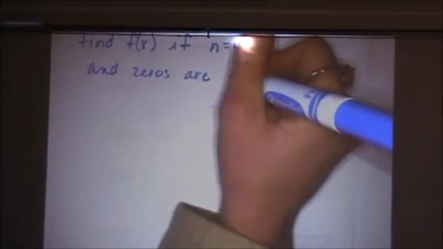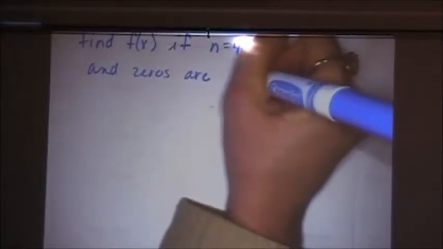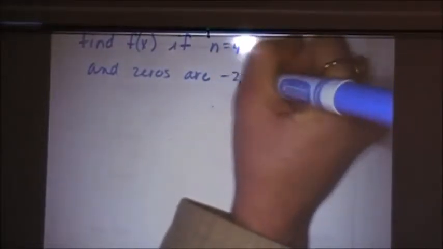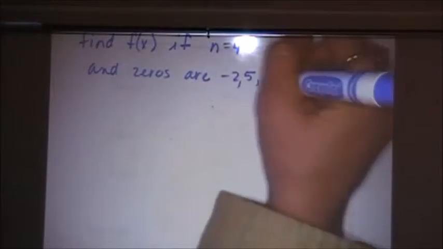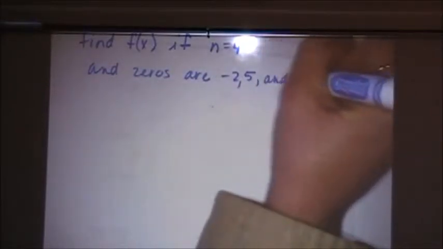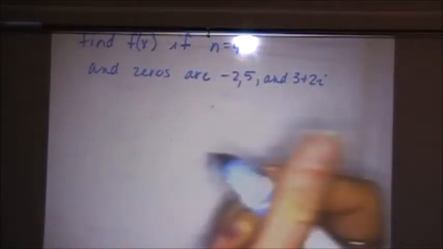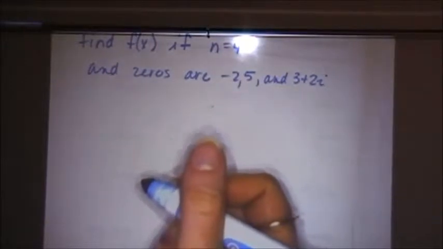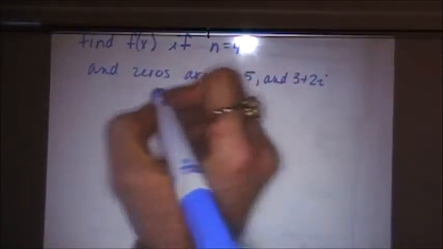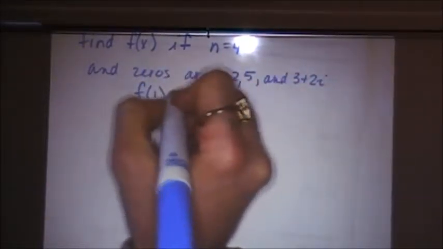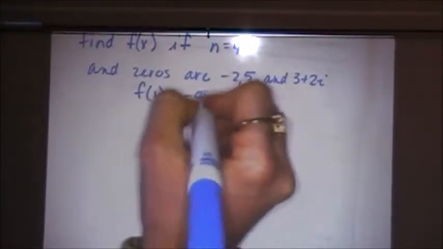My zeros are going to be -2, 5, and 3 plus 2i. And then they're going to tell me f of 1 equals -96.